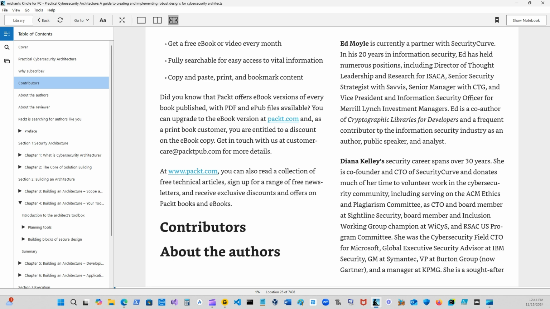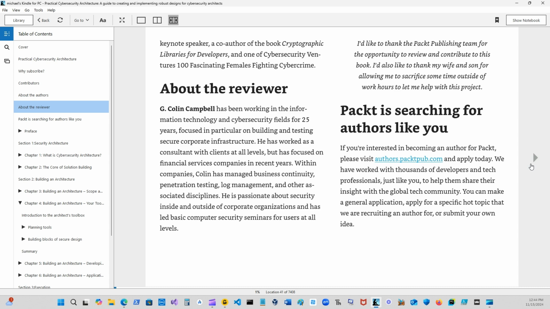Thought leaders, it's another word they use in the industry. He did research for ISACA, was a senior security strategist, and Vice President and Information Security Officer for Merrill Lynch Investment Managers. He is co-author of Cryptographic Libraries for Developers. Diane Kelley's security career spans over 30 years. She is co-founder and CTO of SecurityCurve and donates much of her time to volunteer work in the cybersecurity community. All right, so that's them.